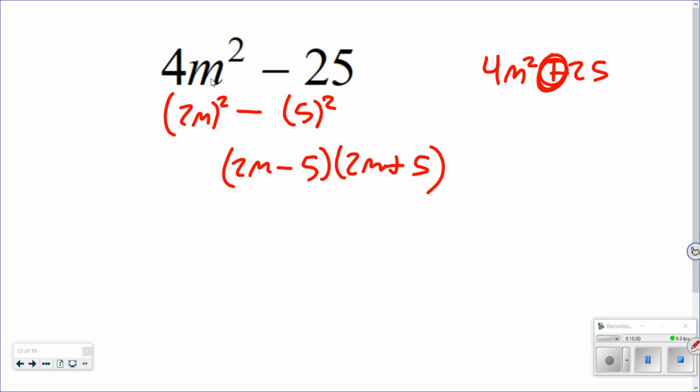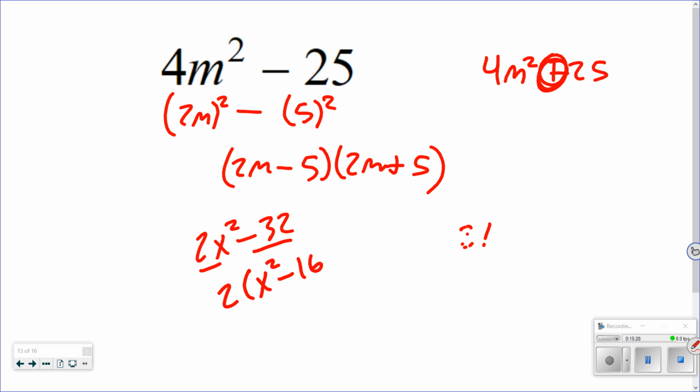Other things to be aware of: sometimes you might see something like this. If I have 2x squared minus 32, it's got two terms, it's got the minus, but you can't square something and get a 2 or a 32. Well, what happens is sometimes you have a common factor. Don't forget all the other stuff we've learned. These two have a common factor. You can take a 2 out. If I took a 2 out, I'd have x squared minus 16.